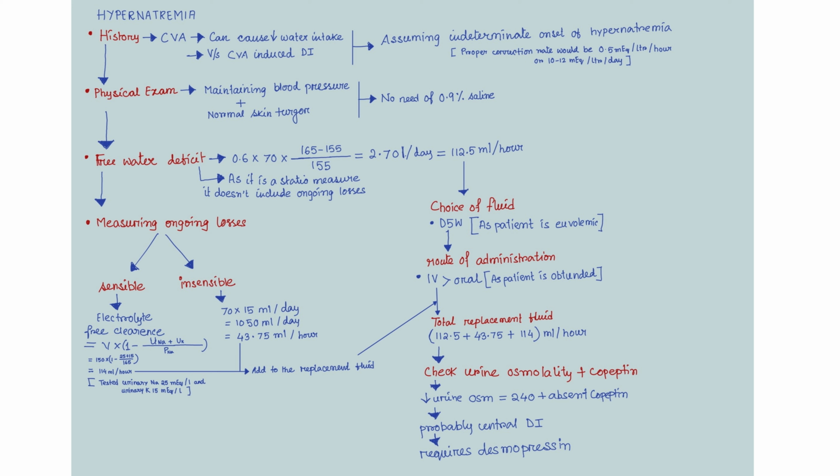Now, next thing, for this specific patient I'd love to check the urine osmolality and copeptin level, which is the C-terminal peptide of vasopressin. So if we get a urine osmolality of 240, which is low, and absent copeptin, we can probably diagnose the patient with central diabetes insipidus, and we can assume that the patient requires desmopressin. At the same time, I'll also seek an opinion from the nephrology team so that I can manage the patient better.